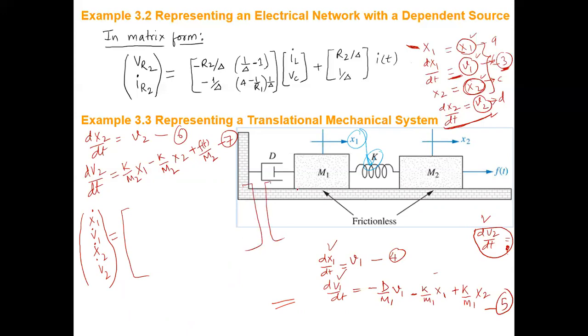Then what is your x? X is x1, v1, x2, v2. That's your x. What do I need here? This is a huge matrix. This is 4 by 4. 1, 2, 3, 4. This is a 4 by 4 matrix. Okay, now let's figure out.